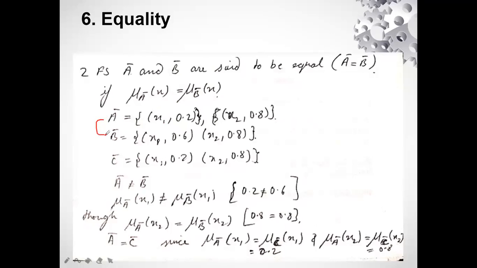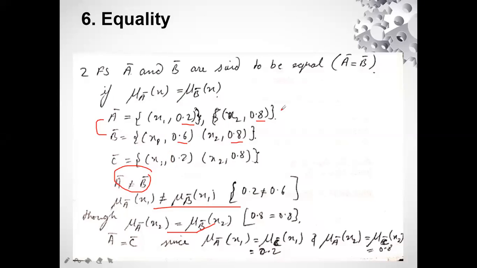Let's see. Mu A bar of x1 is 0.2, mu B bar of x1 is 0.6. This is not equal. Okay. Next one, mu A bar of x2, mu B bar of x2 is 0.8. These are equal. But even if one element is not equal, that means A bar and B bar are not equal. So we are going to check all the elements' membership functions. Only if all the element membership functions are the same are the sets equal.